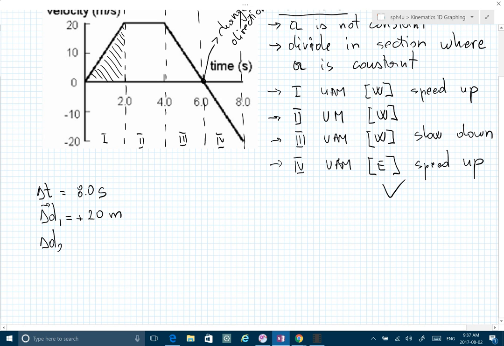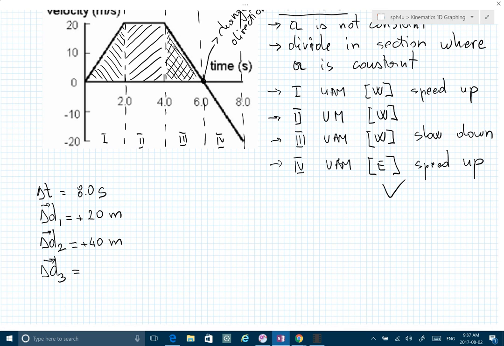Delta d2, it's again the area under the velocity time graph and the time axis. And it's a constant one, so it's a rectangle. So it's 20 times 2 is 40 meters, right? Then we can find delta d3, which is now this area here. Right? Which is the same as the first one, but now it's negative, right? Because it's traveling. So it's still positive. My apologies. It's above the time axis. So it's 20 times 2 divided by 2 is 20 meters.